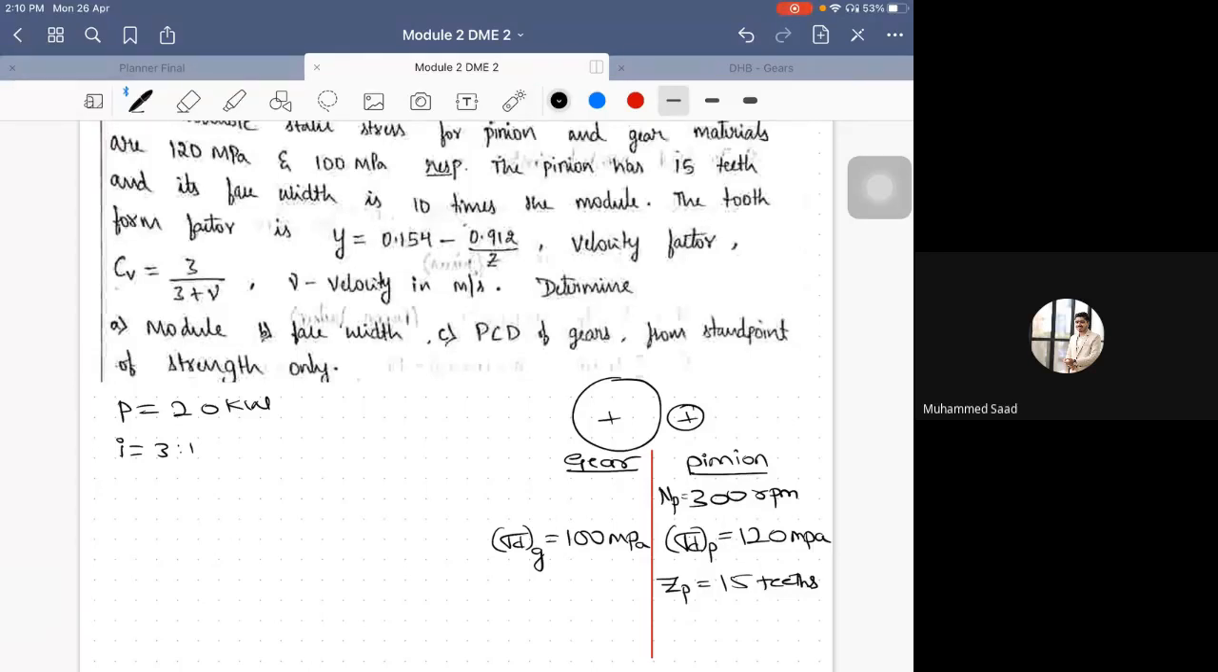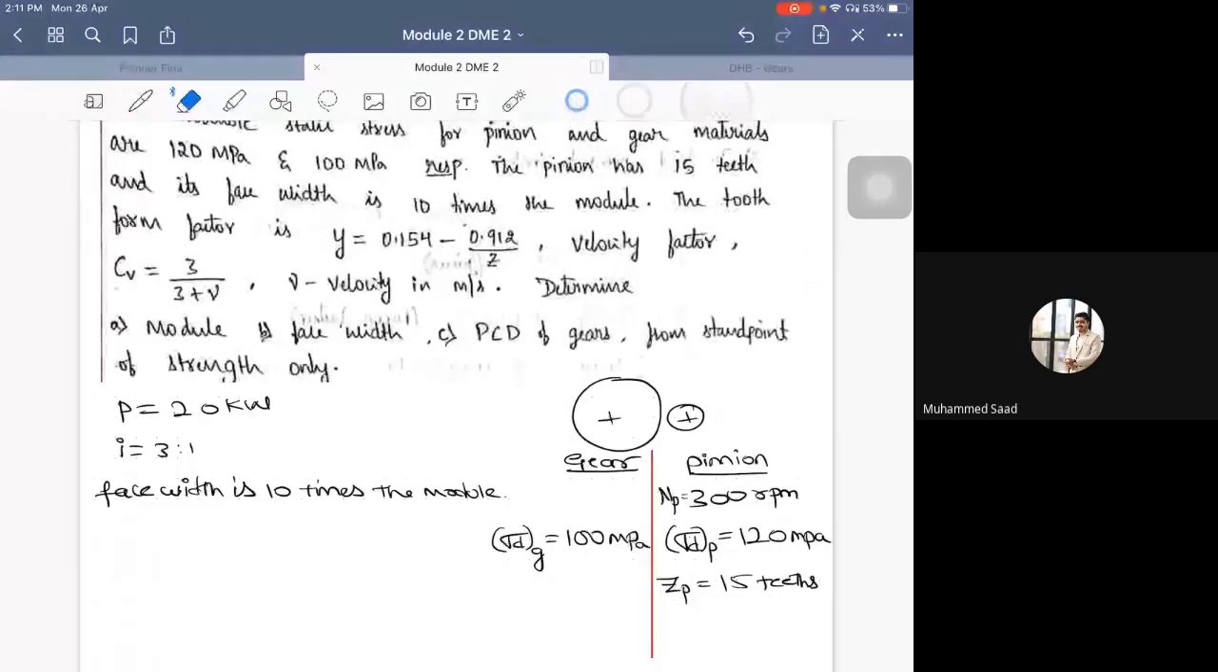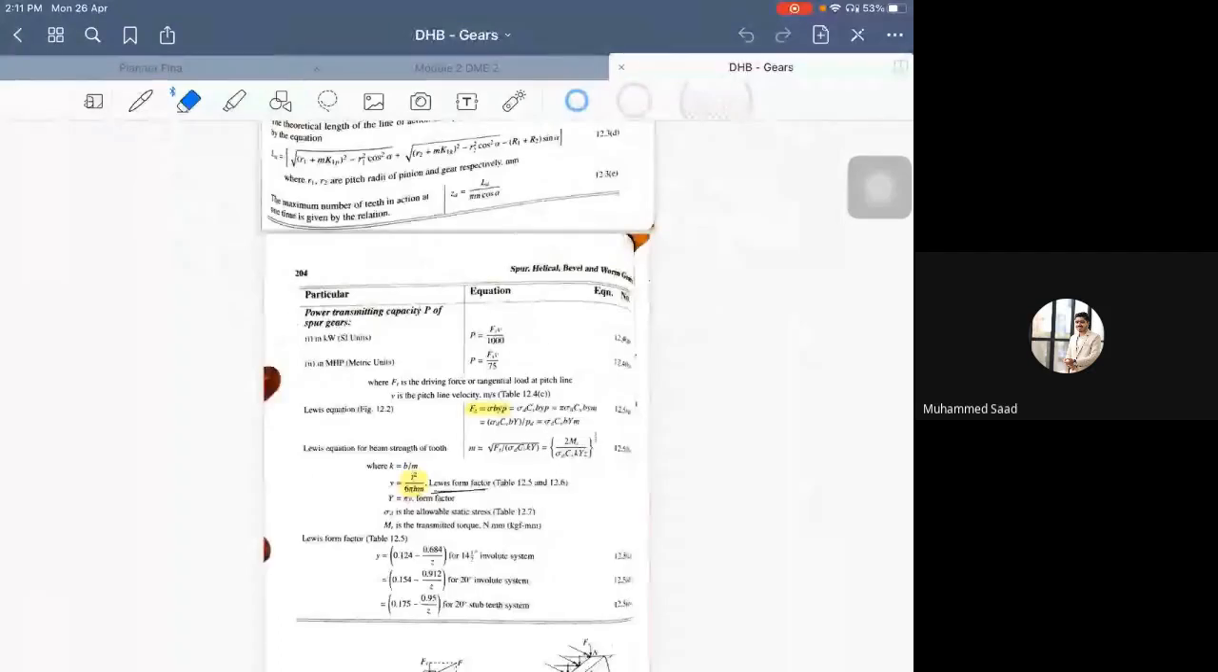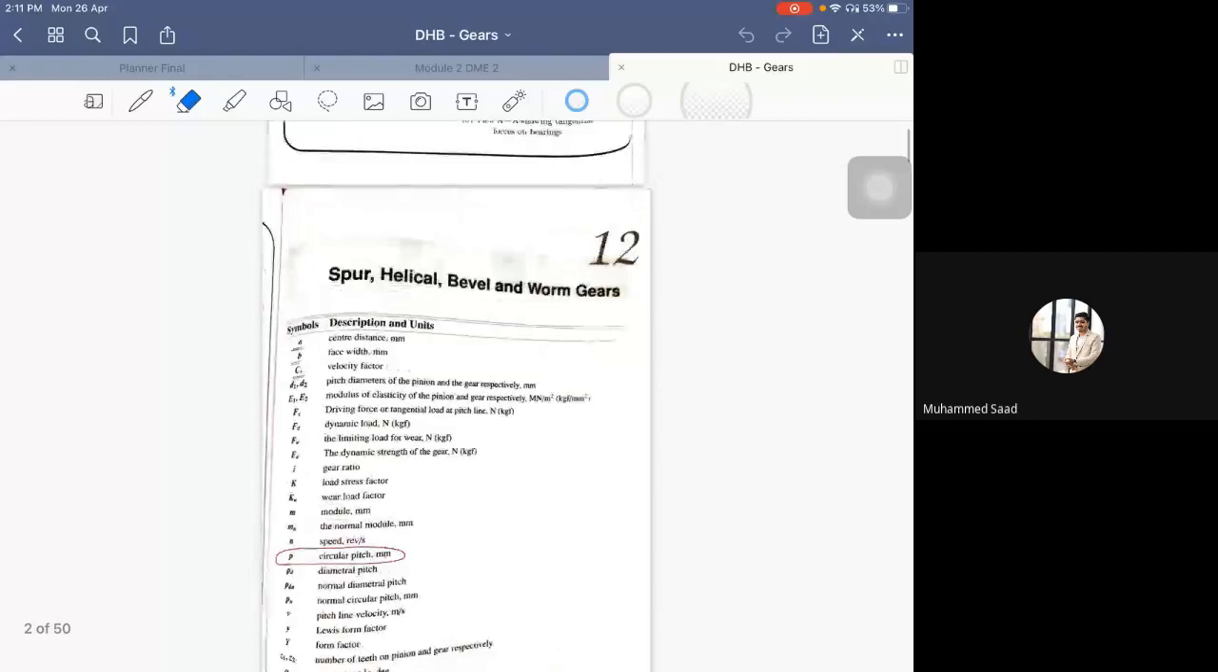And the face width is 10 times the module. So look at this parameter, what he has given. The face width is 10 times the module, he says. So what is this parameter given? Face width is indicated by small b. All of you just look into the data handbook and tell me in which notation the face width is denoted. So refer to your data handbook on the first page, and identify the face width there.